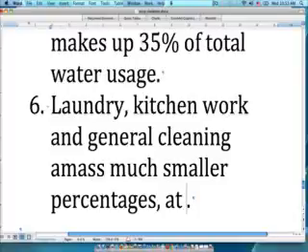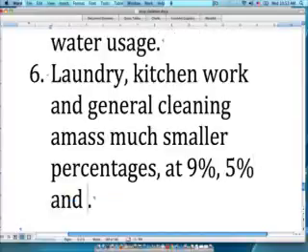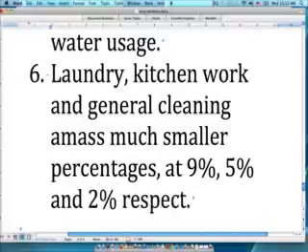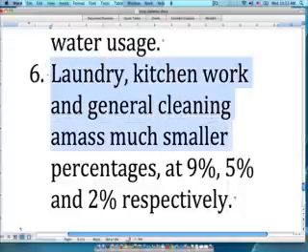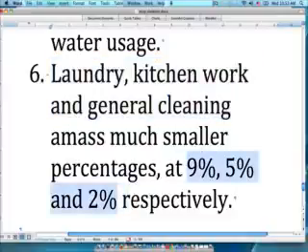So now laundry was 9%, kitchen work was 5%, and general cleaning was 2%. And I'm going to stick in the word respectively. And the word respectively just means that we've given a list of figures in the beginning of the sentence here, and we've given a list of values for them at the end of the sentence. And all we're saying is that the order of these match the order of these. So 9% matches with laundry, 5% matches with kitchen work, and 2% matches with general cleaning.